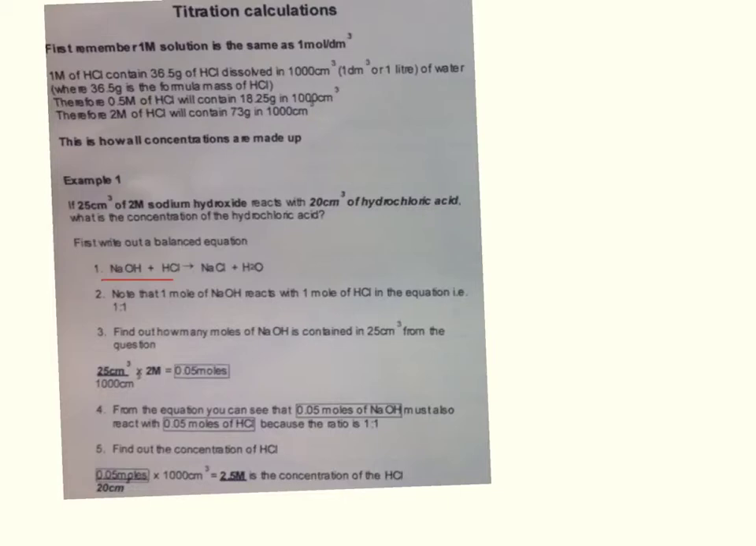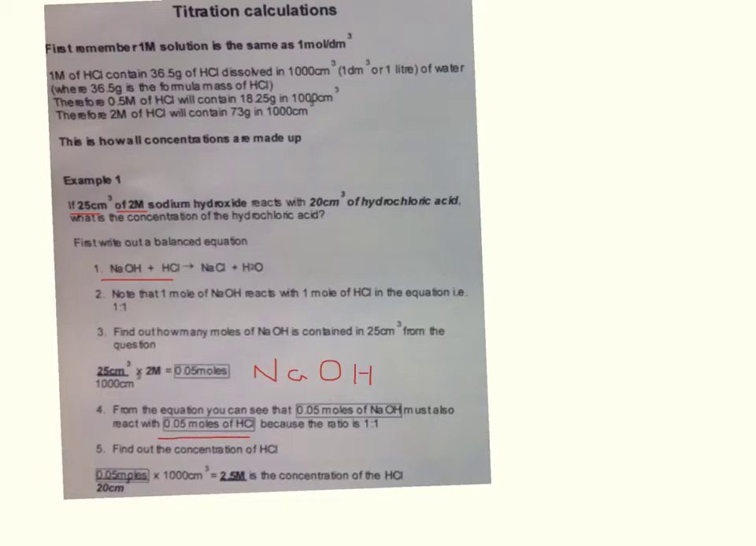You've got 2 known values of the sodium hydroxide, which you multiply together and divide by 1,000, because as we say, when the technicians make a litre, which is 1,000 centimeters cubed of a solution, it's always that number of moles in that litre which gives you the concentration in moles per decimeter cubed. And then, now we've got 0.05 moles of sodium hydroxide, we assume that the same number of moles are in the hydrochloric acid. So that's what I've written here, because the ratio is 1 to 1.